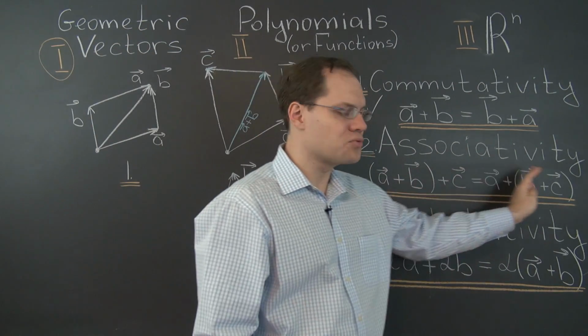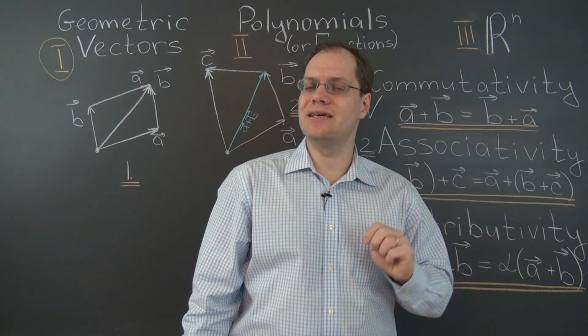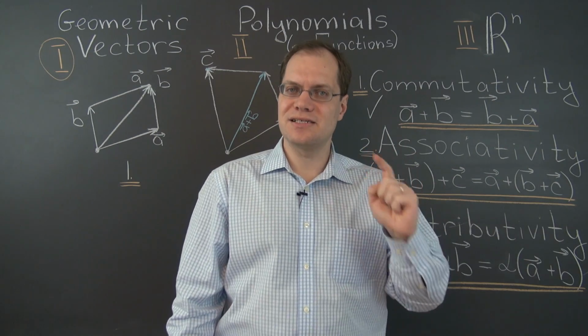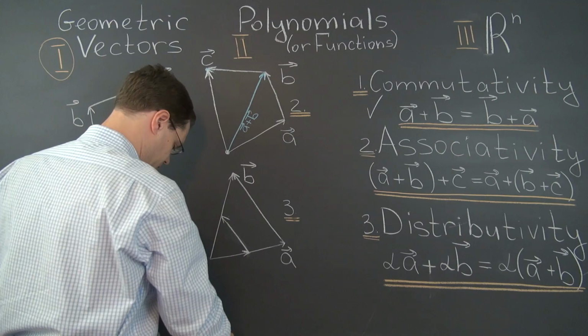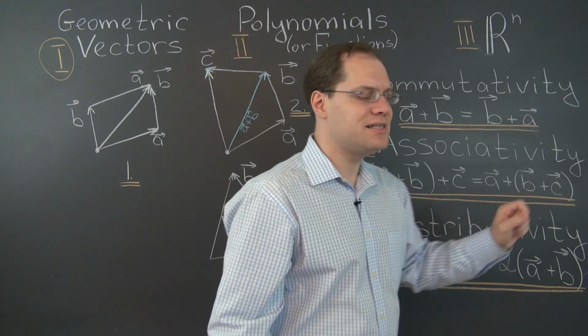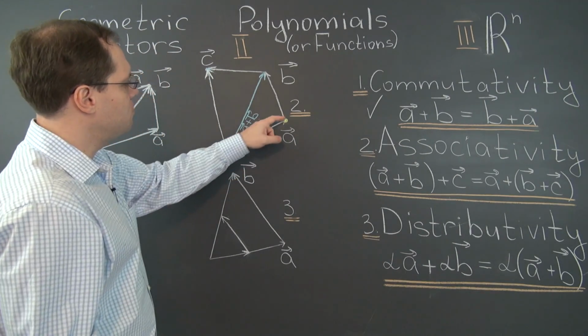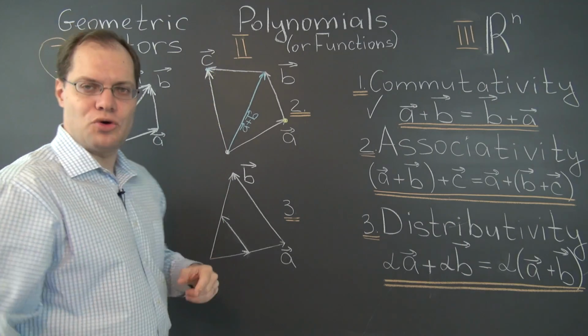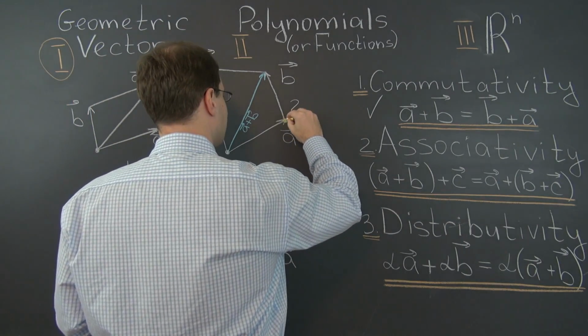Now let's interpret the right-hand side. Well, let's first find out what b plus c is, what it looks like as a single vector. So here is b and here is c. And for the journeys according to b and c, this is our starting point. So b plus c, according to our rule for adding vectors, is this vector right here.